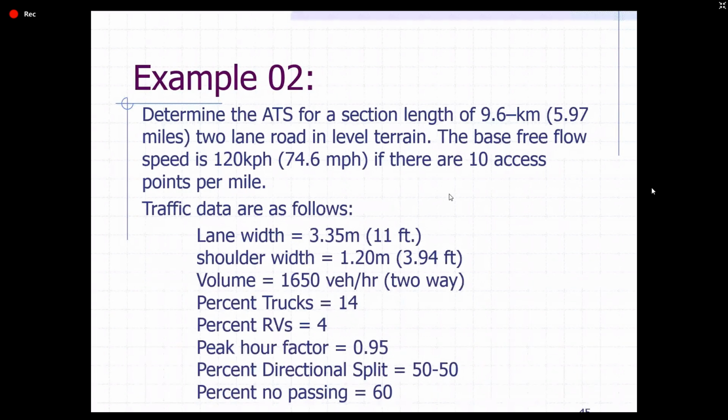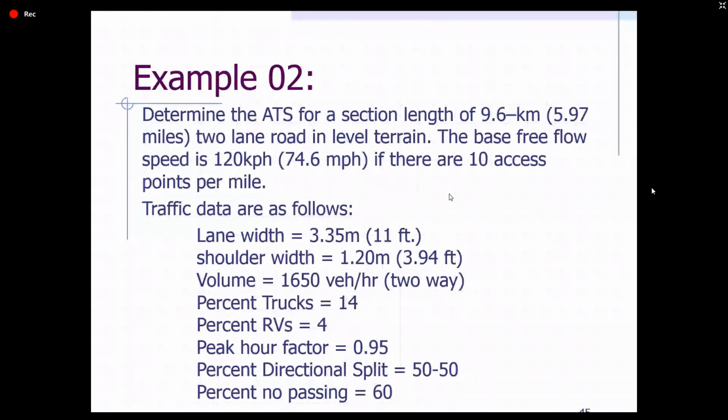So, kanina, we have a rolling terrain. Ngayon, we have a level terrain. You have your base free flow speed is 120 kilometers per hour or 74.6 miles per hour. If there are 10 access points per mile, yung traffic data natin. You have your lane width, you have your shoulder width, you have your volume.